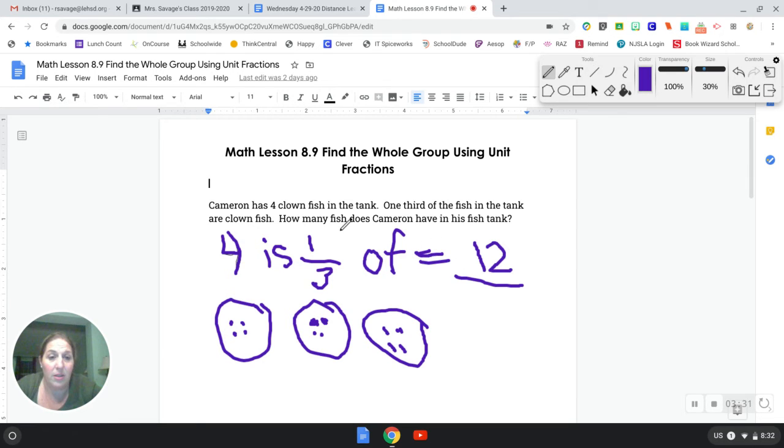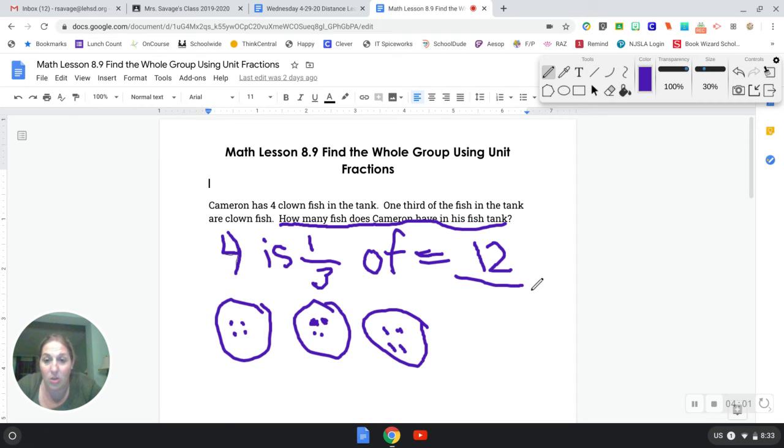Now let's go back and look at the question. Cameron has 4 clownfish in the tank. 1/3 of the fish in the tank are clownfish. How many fish does Cameron have in his tank? I realize now, boys and girls, I started doing the math before I read the whole question. I did exactly what I tell you guys not to do, which is make sure you read everything. So I should have gone back and read everything. I need to follow my own directions, okay?